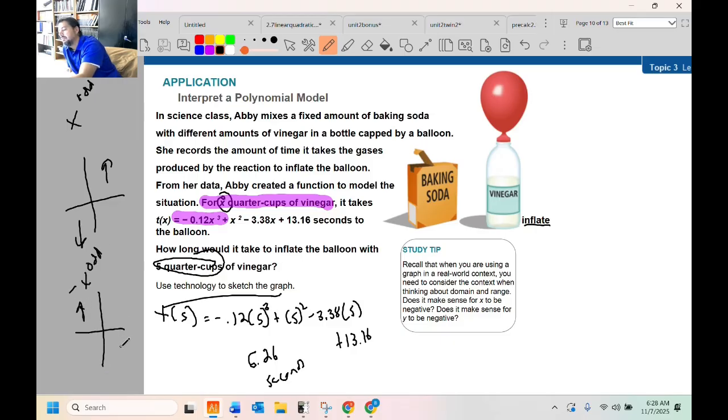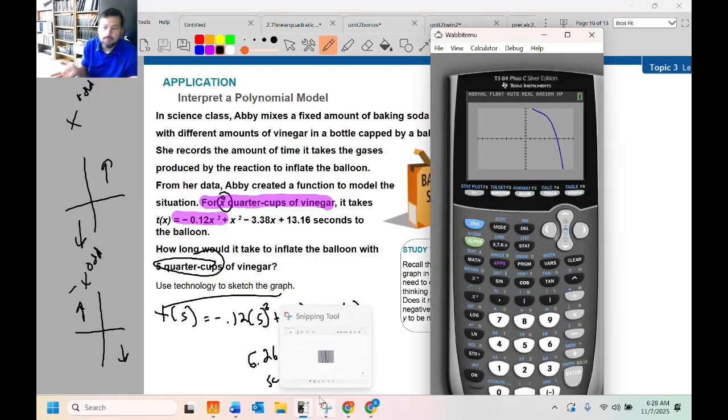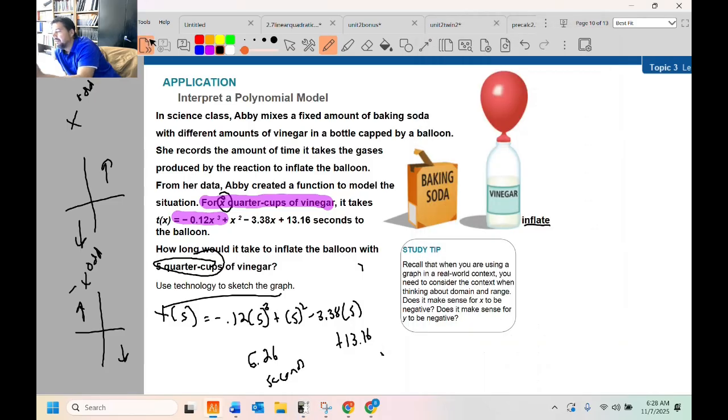Starts high, ends low. And you'll notice what's happening is there's a point where you don't produce any gas because you've just added too much vinegar, right? That's the whole point. The chemical reaction doesn't happen. And if I want to know on a calculator, because you can use a TI-84 to just punch in numbers, that was 5 quarter cups, right? Second calc, value when x is 5. 6.26. It's just kind of a cool feature that the calculator does.